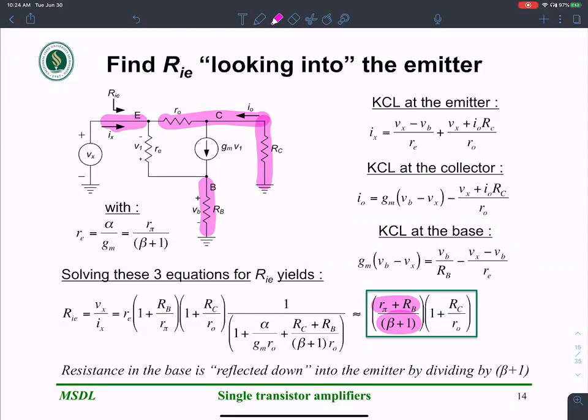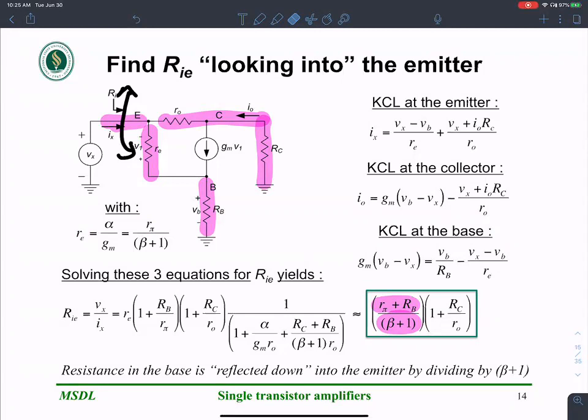Okay. You're looking into the emitter. So you're looking into the emitter right here. What you'll see is that there is some R pi. Okay, there's a relationship between R pi and RB, which are very closely related. Okay, so R pi plus RB by beta plus 1.